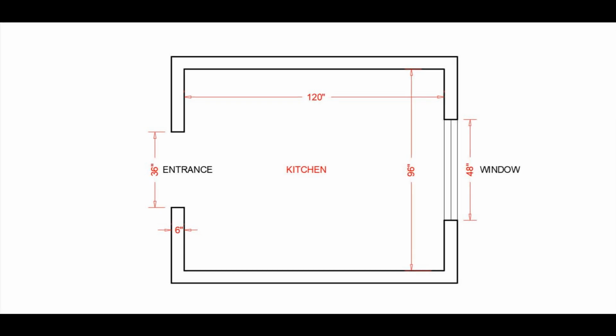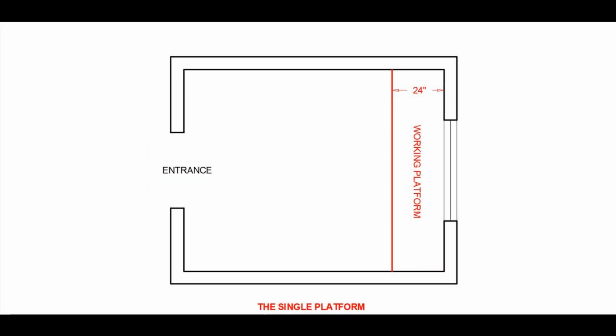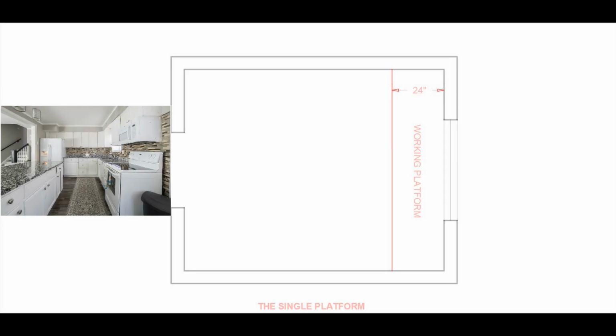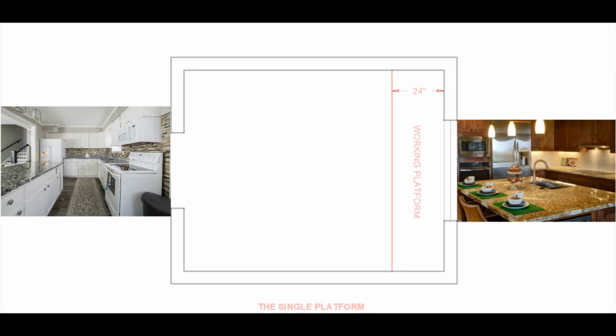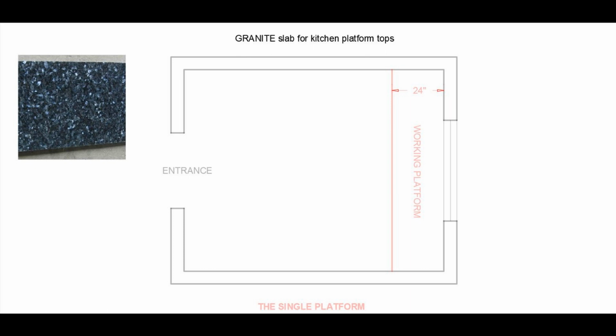We can show the dimensions either in feet or inches or in millimeters. Let us start by making a single platform kitchen of 24 inches directly opposite the door. Now the most common material to use for the kitchen platform tops is the granite. The granites are available in different colors and textures. And the most common ones are deep blue, black, brown, and so on.